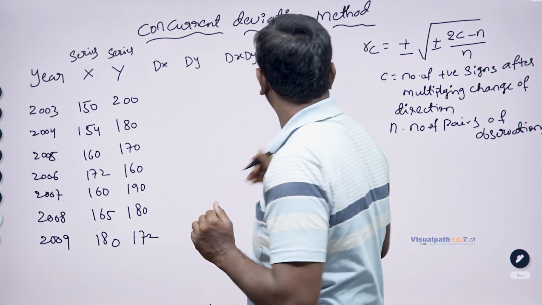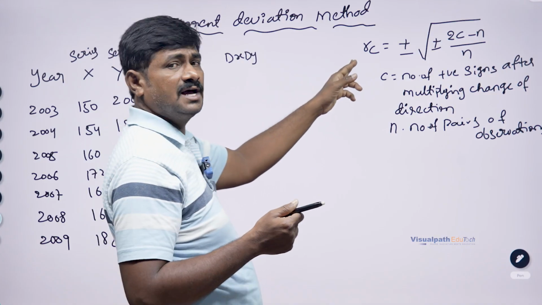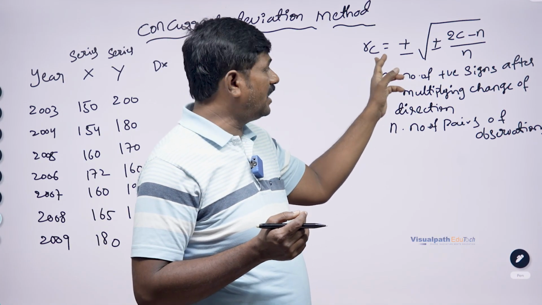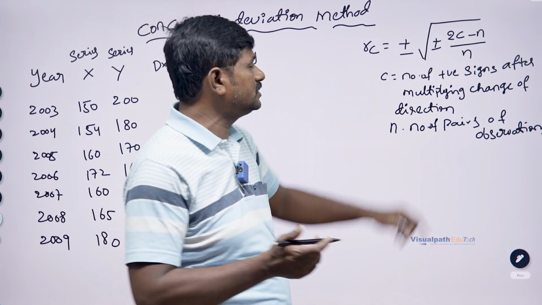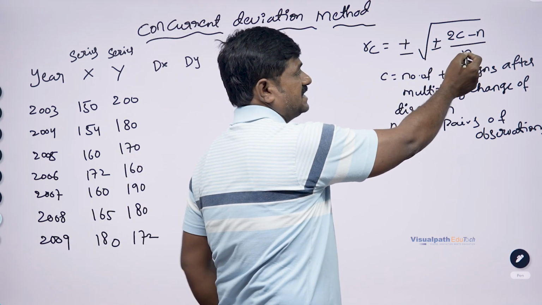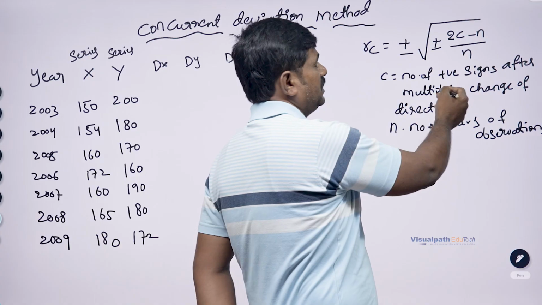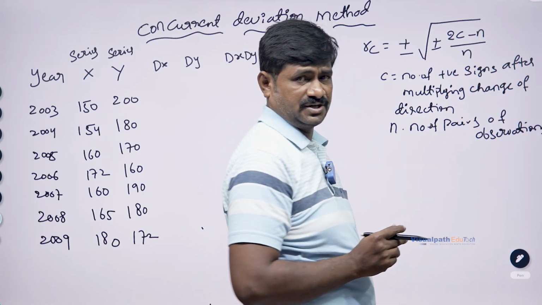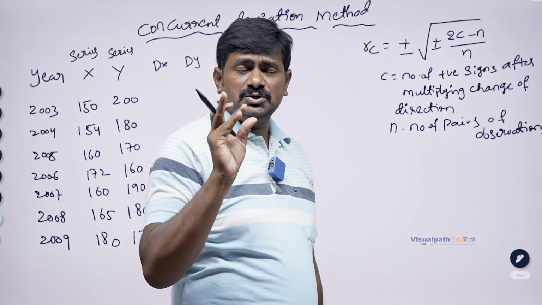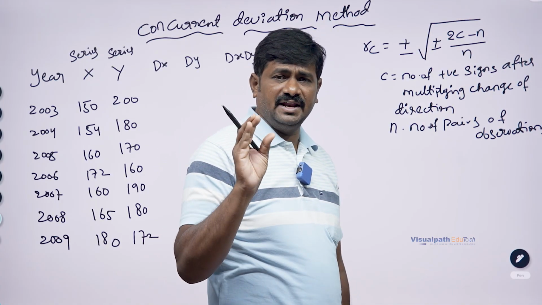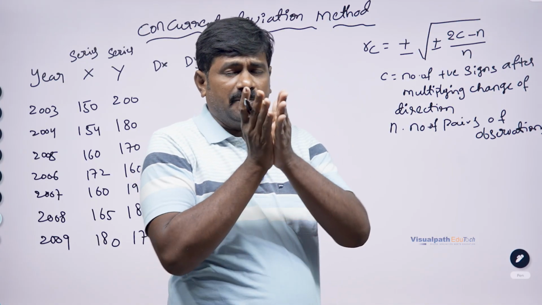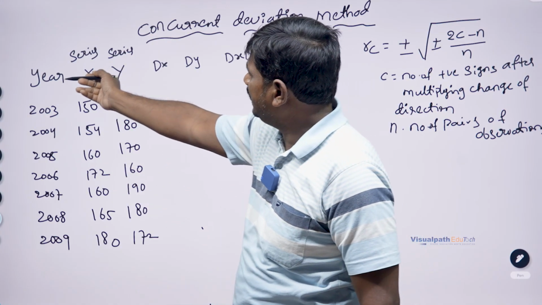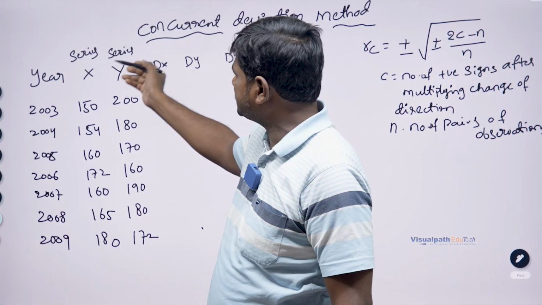Here we have the formula for the concurrent deviation method: rc, the correlation coefficient, is equal to plus or minus the square root of plus or minus (2C minus n) by n, where C is equal to the number of positive signs after multiplying the change of direction. So here we are going to multiply the change of direction. How? If the direction moves to the positive side, for example, if we take this example, here we have series X and series Y.